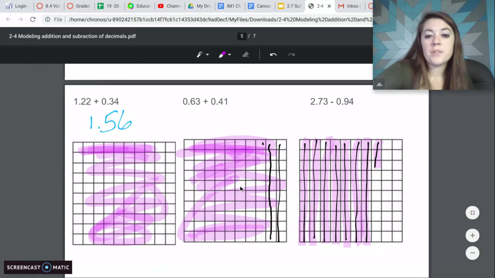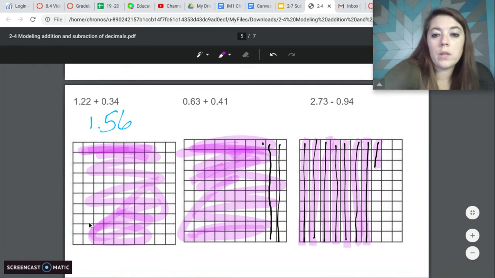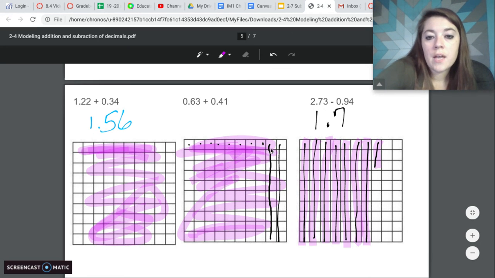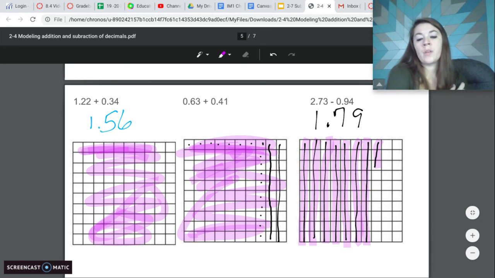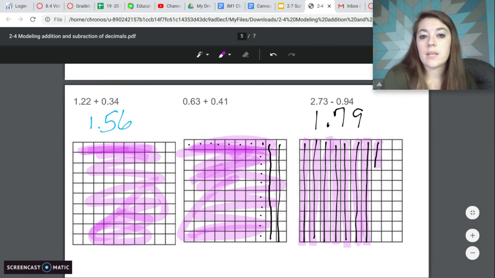Now we need to figure out how much we have. Well, we still have 1 whole left. And we've got 1, 2, 3, 4, 5, 6, 7 full tenths left. And then 1, 2, 3, 4, 5, 6, 7, 8, 9 hundredths left over. So our answer is 1.79.